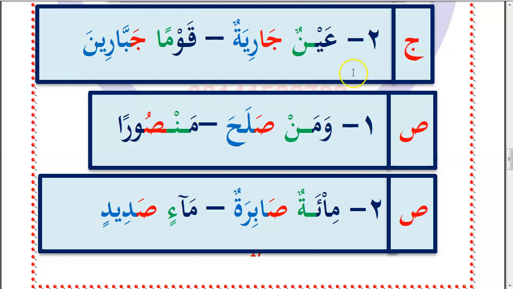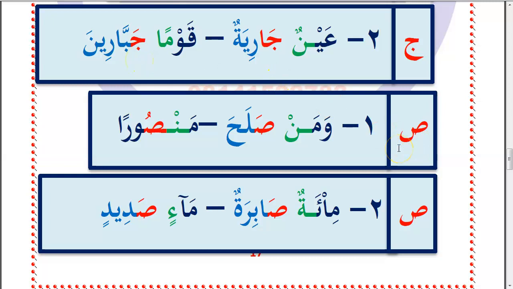Now jimun again after tanween. Aynun jariyah. The rule of this tanween is ikhfaa because of the appearance of jimun after it. Jimun again after tanween. Qawman jabbarin. The rule of this tanween is ikhfaa because of the appearance of jimun after it.